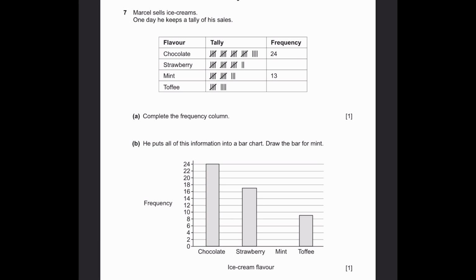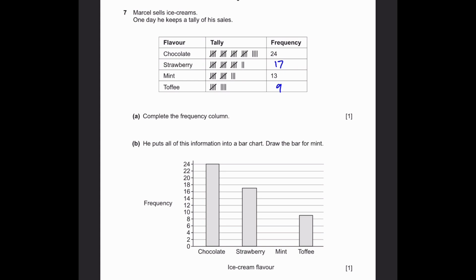Question 7. Marshall sells ice creams. One day he keeps a tally of his sales. So there are 4 flavors here, and the tally is also given. A. Complete the frequency column over here. So this is 24. Well, now there's 1, 2, 3, 4, 5, 10, 15, and now 15 plus 2, 17 in the second one. Over here, 5, 9. That's the answer.